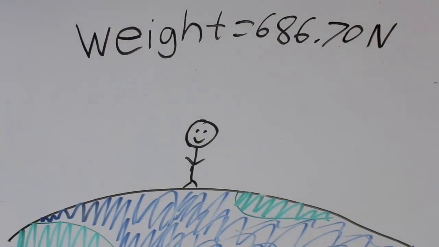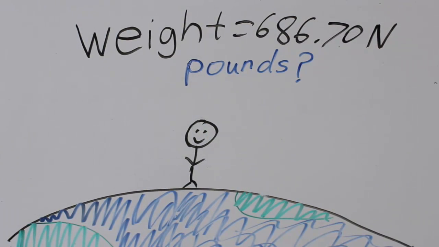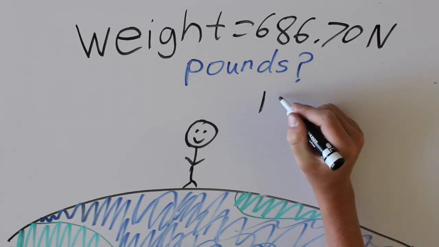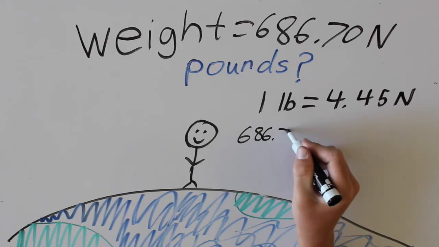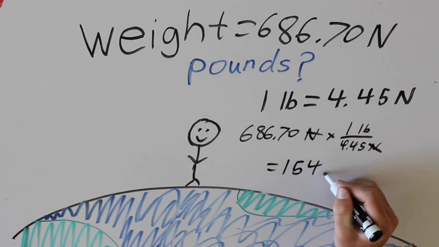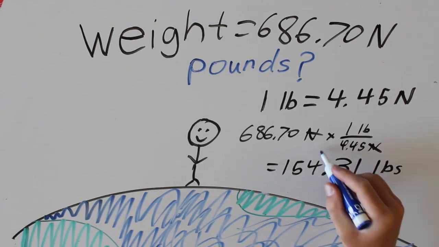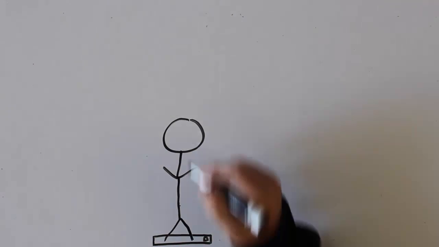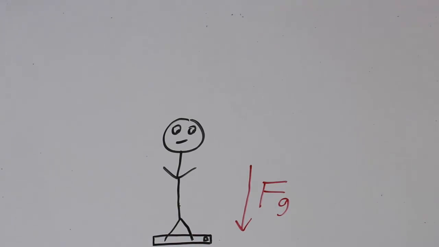But if I stepped on a scale, it would tell me how many pounds I weigh, not newtons. Pounds are also a unit of force, and you can convert newtons to pounds. 1 pound equals 4.45 newtons. So if we divide 686.70 newtons by 4.45 newtons per pound, we get 154.31 pounds. Oh, that makes sense. So the scale is actually telling me the force gravity applies on me. Yeah, which is the same as the force you are applying on the scale.